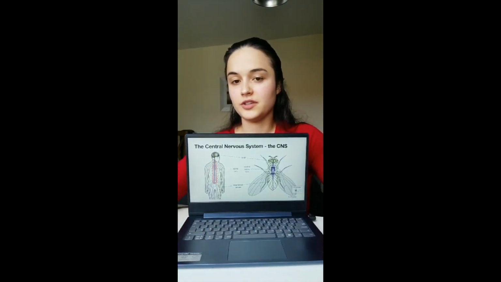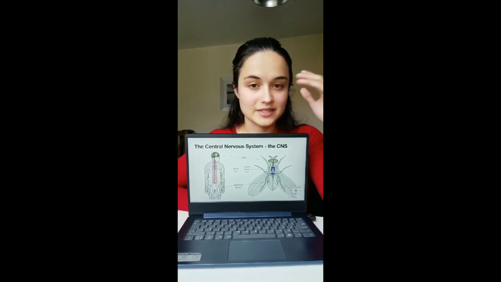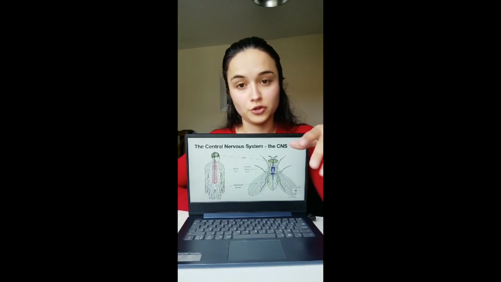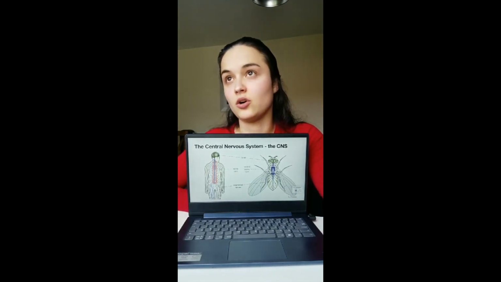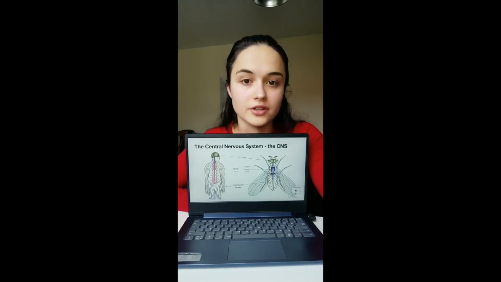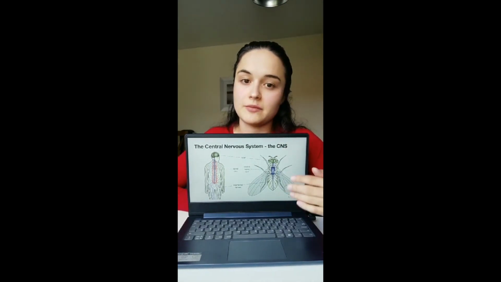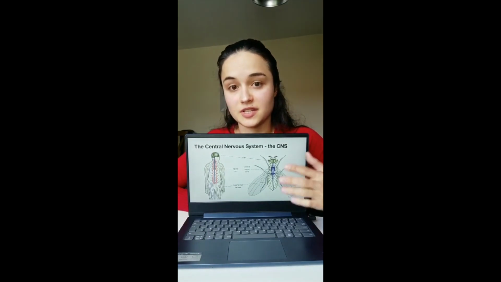There are two very important elements and divisions in the nervous system, both in the human one and in the fly one, and in any system that you could look at, in any organism that has a properly formed nervous system. The first element which we would like to look at is the central nervous system.